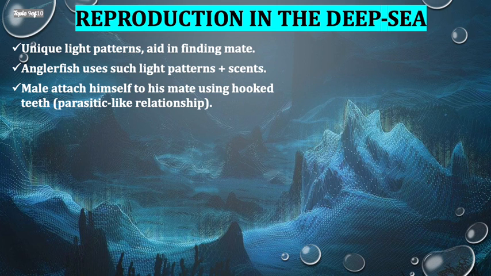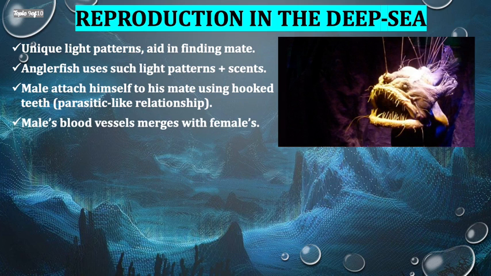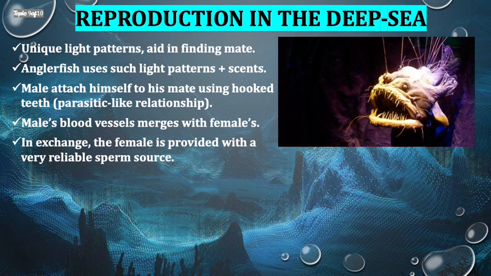So this is pretty much like a parasitic relationship, but actually it's not parasitic, but more a type of symbiosis between two individuals of the same species. As you can see in the photo here, the male attached himself to the female, and once he's comfortable in his position, he starts to merge his blood vessels with the female. In exchange for the blood, the male provides a very reliable sperm source.